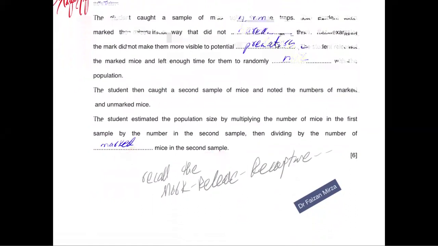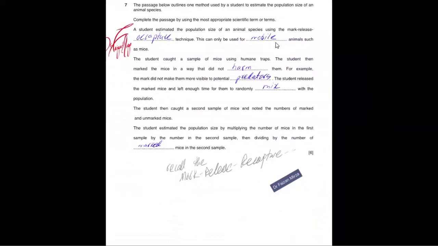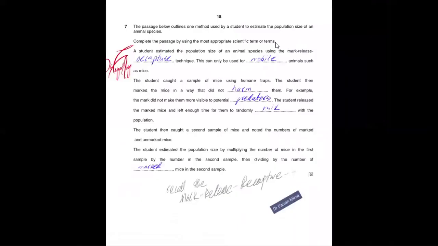So you just need to literally recall this technique word by word and go on with the answers. That pretty much covers this particular question.